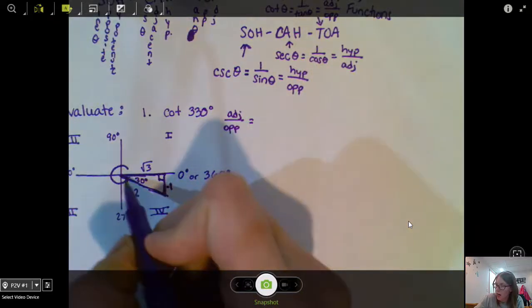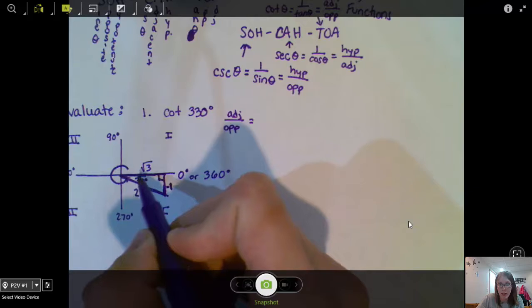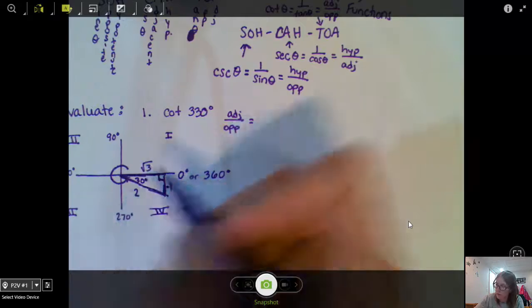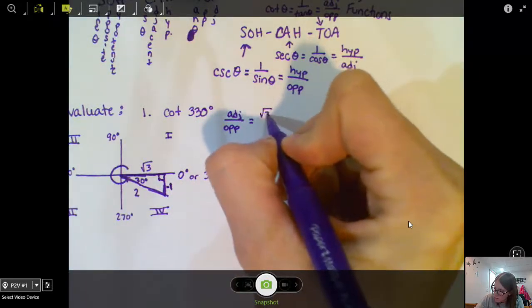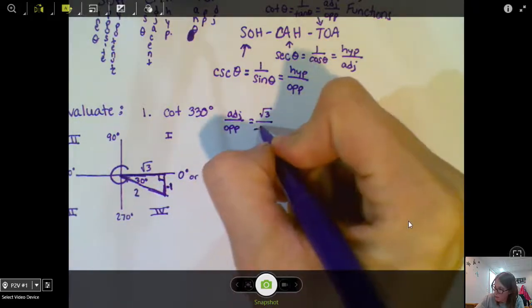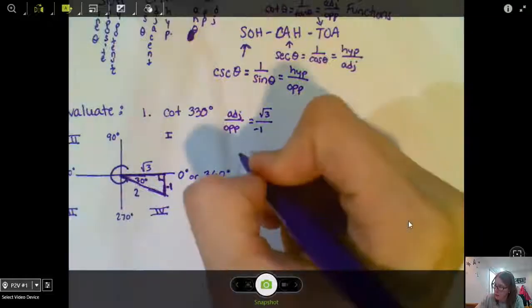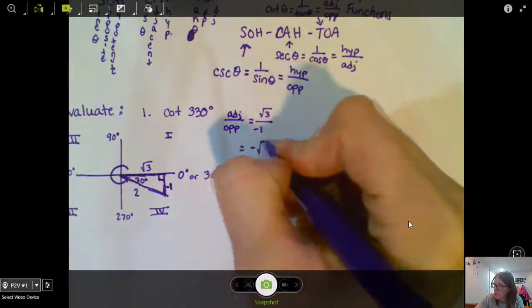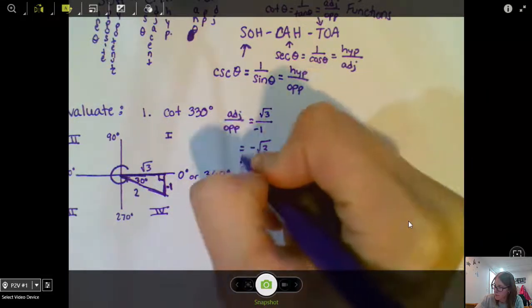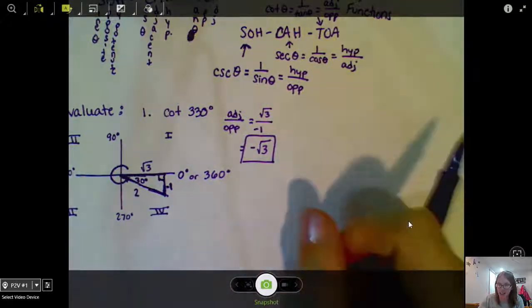So in this case, our adjacent leg, look at the angle that you're making with the x-axis. So look in here. Our adjacent leg is the square root of 3. Our opposite is negative 1. The square root of 3 over negative 1 is negative square root of 3. So the cotangent of 330 degrees is the negative square root of 3.